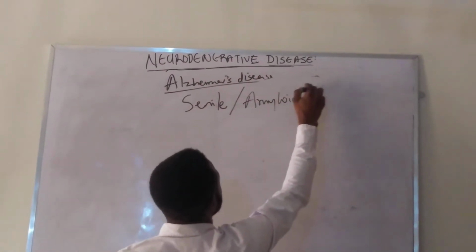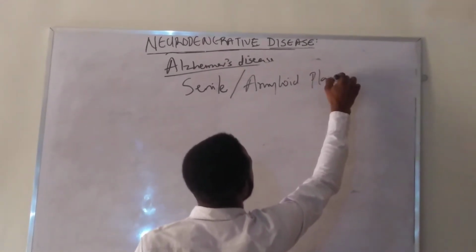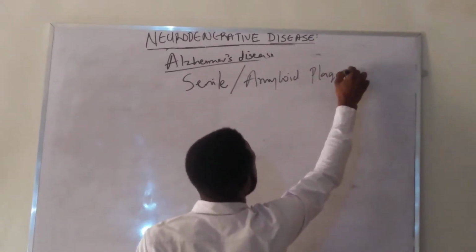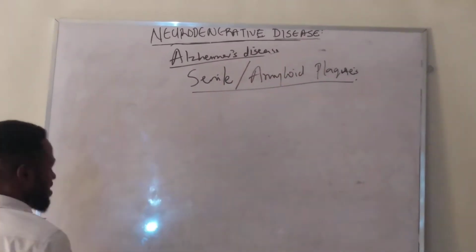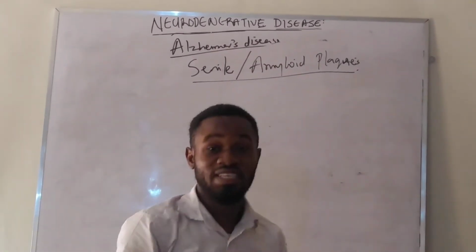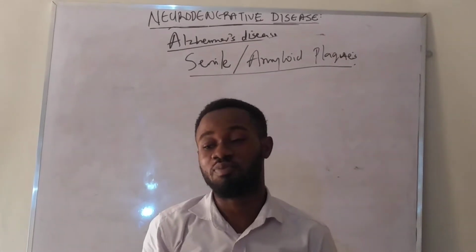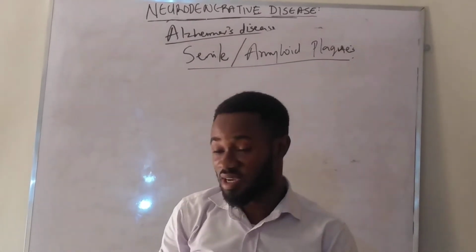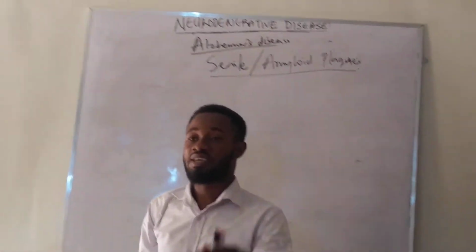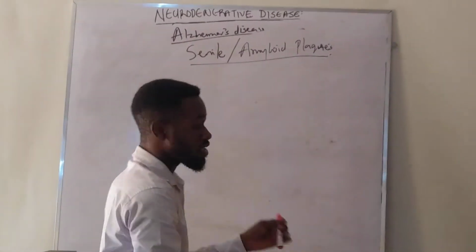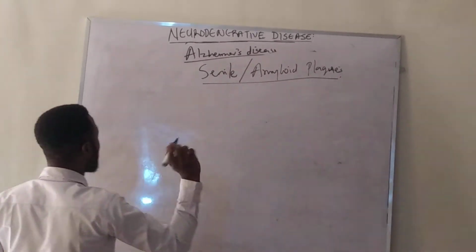Amyloid plaques. So what are plaques? Plaques are mostly dense, insoluble deposits of proteins and cellular material outside and around the neurons. These plaques are made up of beta amyloids.